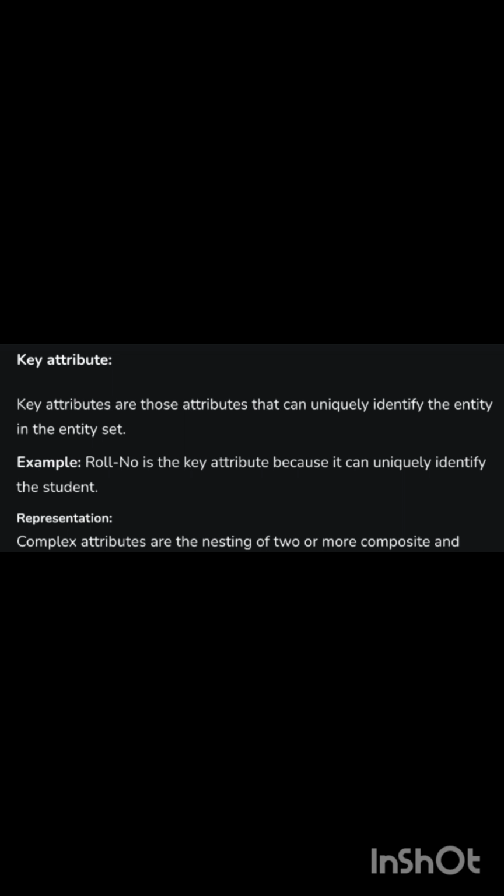Key attributes are those types of attributes that can uniquely identify an entity in the entity set. For example, roll number is a key attribute because it can uniquely identify the student.